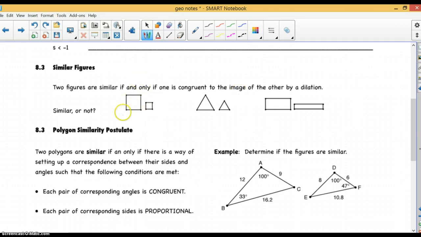Two squares are always going to be similar because we can always find a scale factor from a side of the large one to the side of a small one. So all squares are similar. And the same goes for equilateral triangles. All equilateral triangles are similar.